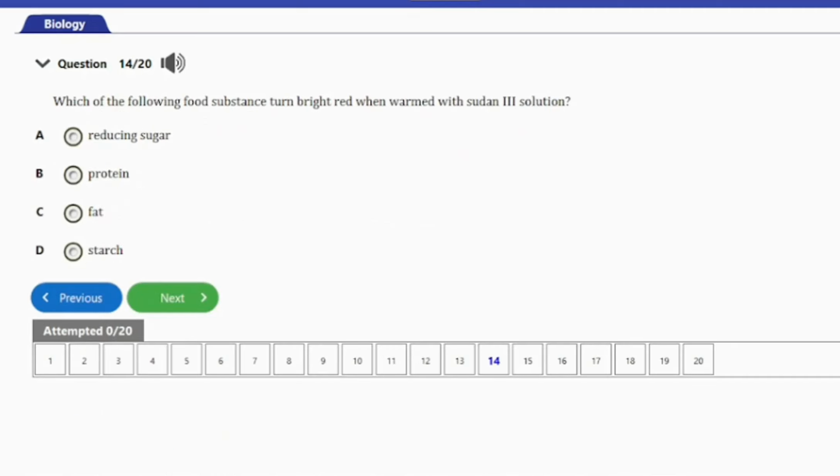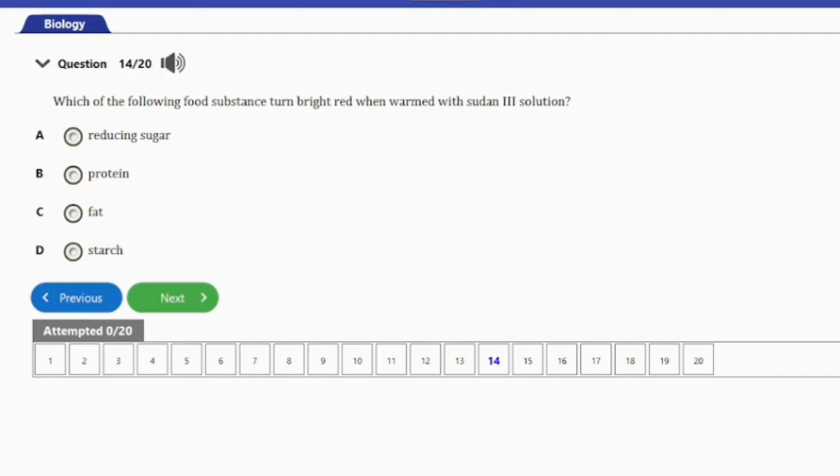So that's question number 14 here. It says, which of the following food substances turn bright red when warmed with Sudan 3 solution? We have A, reducing sugar, B, protein, C, fat, D, starch.